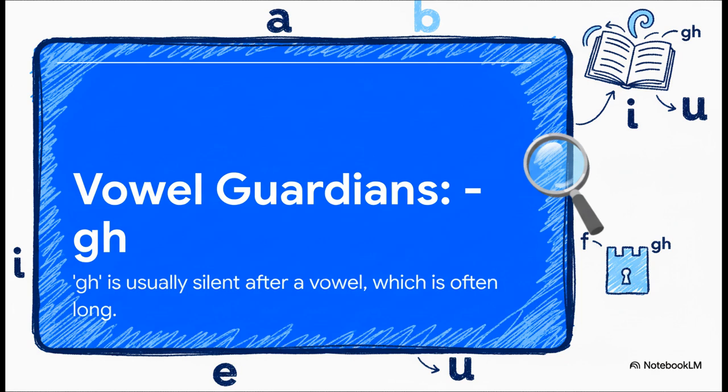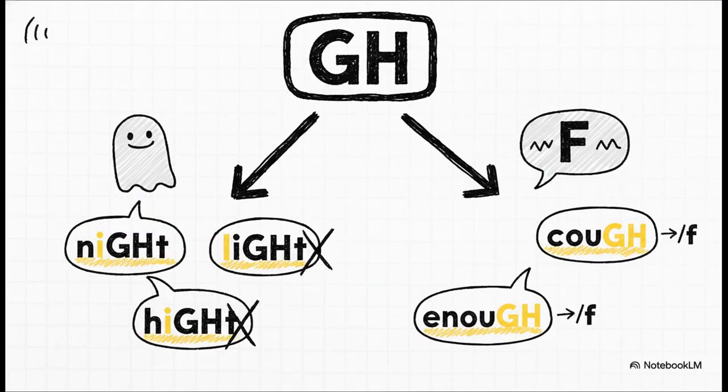All right, time for a new category, and this one is pretty fascinating. I call them the vowel guardians. These are the silent letters that protect or change the vowel sound that comes right before them. The classic example is GH. After a vowel, it usually just goes silent, but its presence is a big clue that the vowel sound is long. Look at these. Night, light, high. The GH is totally silent, and that I sound is long.